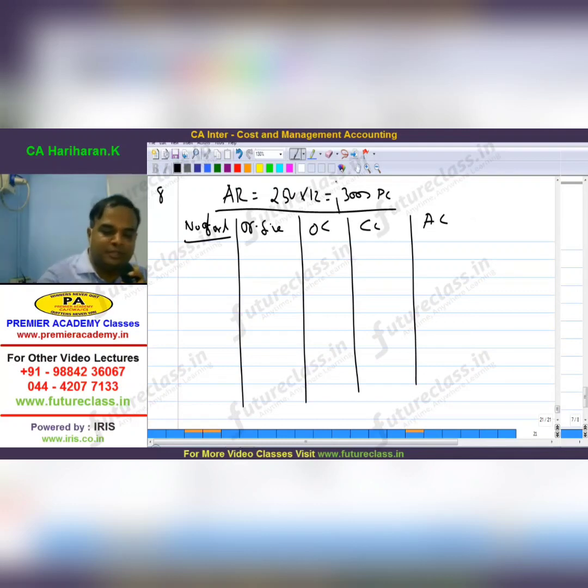Now, annual requirement 3000 pieces only, no? But per time, how many quantity do you have to buy? That is called EOQ. Per time, how many quantity do you have to buy? EOQ represents the size of the order. Each time, how much to buy? 600 quantity. So if you are going to buy 600 every time, how many times do you have to place an order? 5 times. Then why should I purchase 5 times? Then only minimization of cost is possible, am I right?